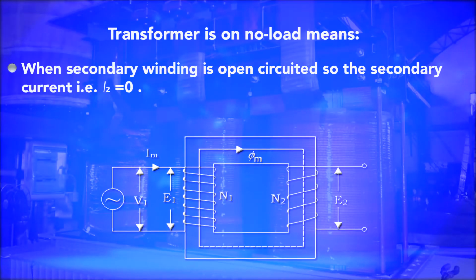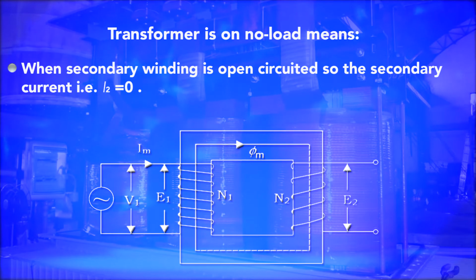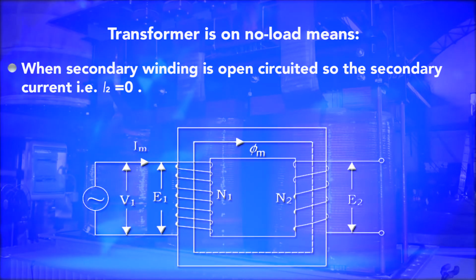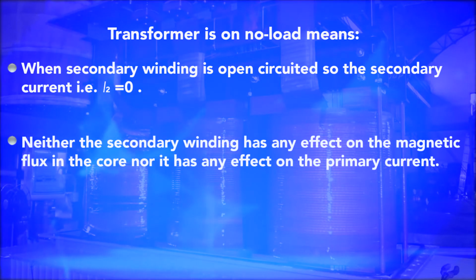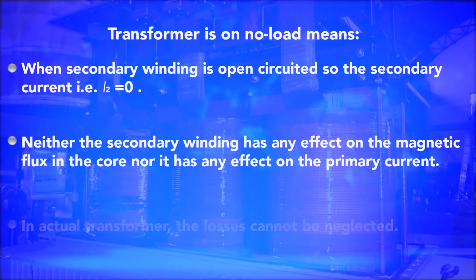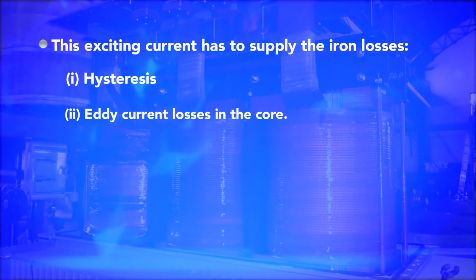A transformer is said to be on no load when the secondary winding is open circuited and the secondary current I2 is 0, as you can see in the diagram. In this case, neither the secondary winding has any effect on the magnetic flux in the core nor it has any effect on the primary current. In an actual transformer, the losses cannot be neglected. And what are those losses? Those losses are the core losses, and it may be the hysteresis losses and eddy current losses.